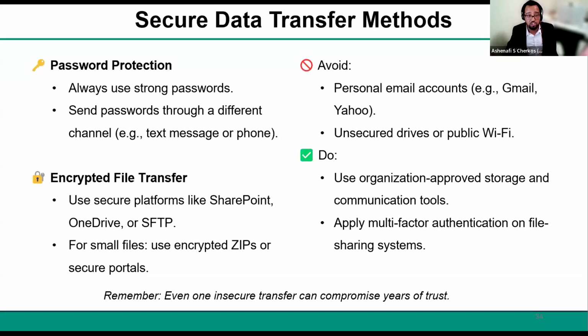Okay, so in order to make our data transfer methods secure, all we have to do is just add password protection, encrypt the data, avoid using personal emails and public Wi-Fi, and use double authentication. So this could be pretty easy, right? In particular, if we are committed, if we can apply this in our organization and we have control over it.